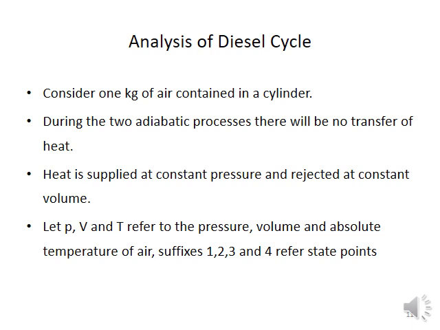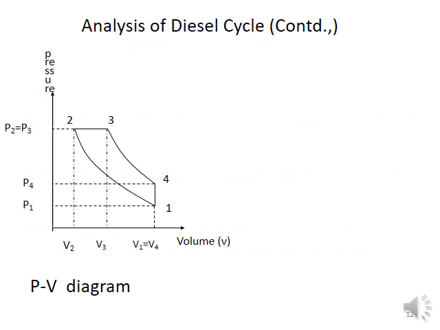Every state point means the cycle goes from 1 to 2, 2 to 3, 3 to 4 and 4 to 1, so that the cycle completes. In this cycle, we know that point 3 is the cutoff point and 1 to 2 is an adiabatic compression.